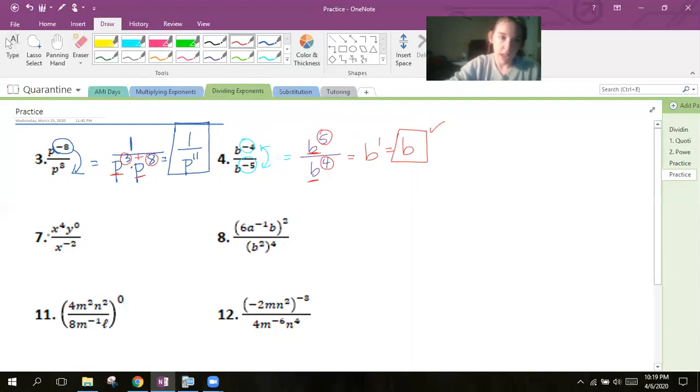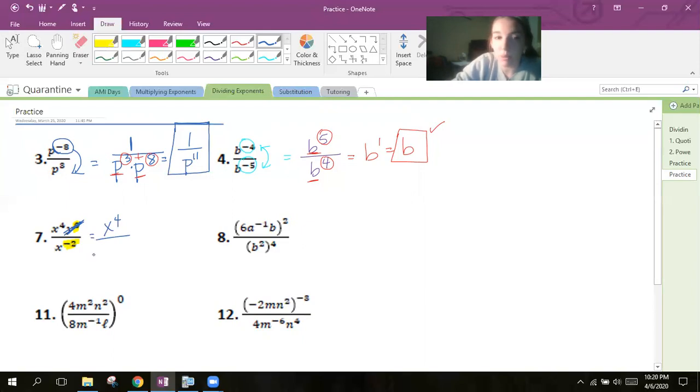So I see that I have x to the fourth power, y to the 0 over x to the negative 2. Okay, so there's two different rules here. First rule is I notice I've got something to the 0 power, and I've also got something to the negative 2 power. Anytime we have anything to the 0 power, we know it's understood to be 1. So basically, you can just get rid of it. That's the great thing about the 0 property. So now we just have x to the fourth, and then we have x to the negative 2.